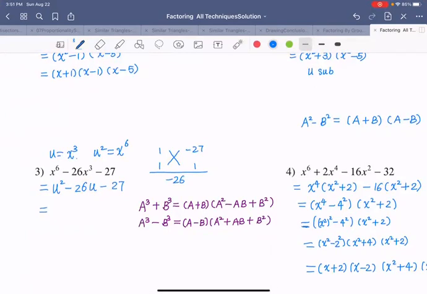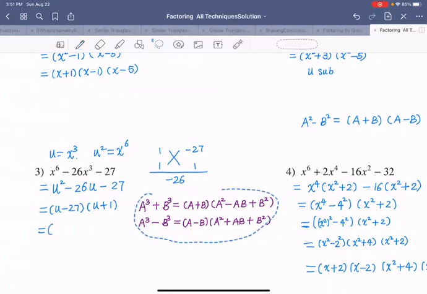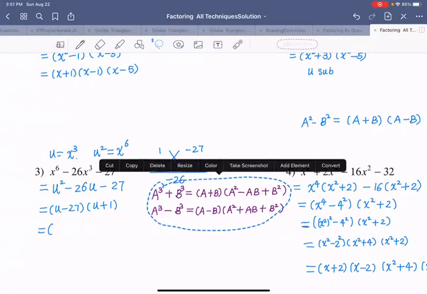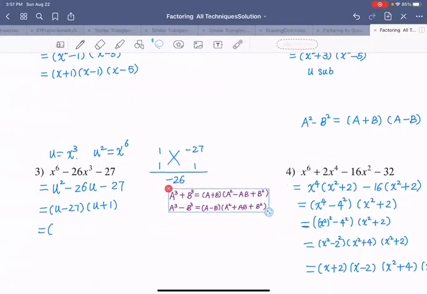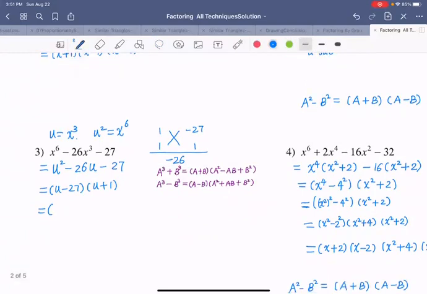This equals u minus 27 times u plus 1. Very good. But the u has to be replaced by the x. So let's say u equals x cubed. So this goes to x cubed. 27, I will rewrite this as 3 cubed, u as x cubed, and 1 as 1 cubed.